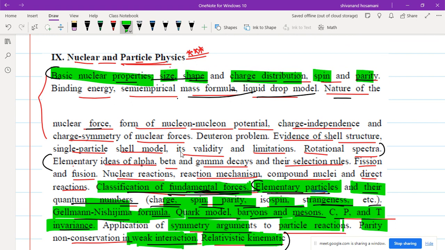Now, semi-empirical mass formula. Let us start with the semi-empirical mass formula. Then we will go to the liquid drop model. Then the nature of nuclear force in the form of nucleon potential, charge independence and charge symmetry of the nuclear force, neutron problems, evidence of the shell structure, the shell model, its validity and limitations, rotational spectra, alpha, beta, gamma decays, their selection rules, and the fission and fusion part. Now, the next part is about the semi-empirical mass formula. What do you mean by semi-empirical mass formula?